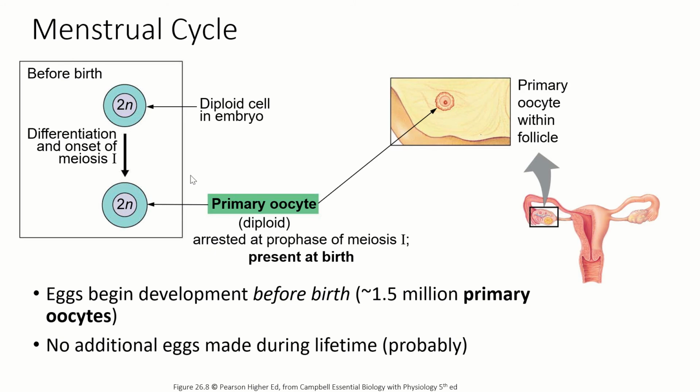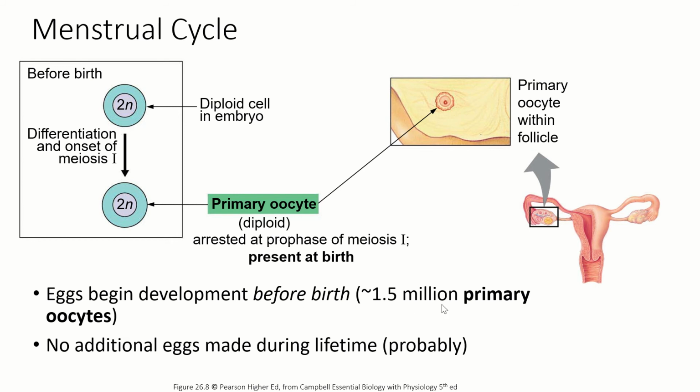But first we have to get to that point. So the development of the oocytes inside the follicle and the development of the follicle actually starts before birth. It starts during fetal development. They start out as regular diploid cells, and then during embryonic or fetal development, they go through meiosis 1, or at least they start meiosis 1. They stop, or their development is arrested, at prophase 1 of meiosis. And they stop there until puberty.